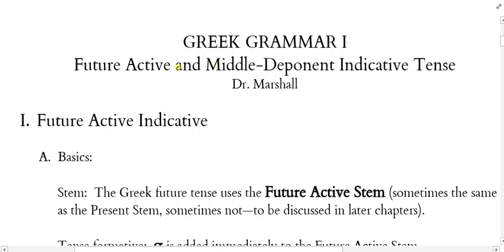We're going to deal first of all with the future active indicative, and then we're going to look at the future middle. And the deponent here could be put in parentheses, because that is the term that Mounce likes to use to describe these verbs that are middle passive in form, but in our translation we'll translate them as active in sense anyway. Let's look at the future active indicative first of all.